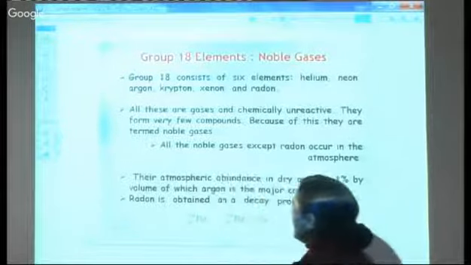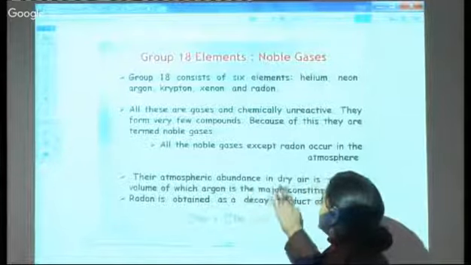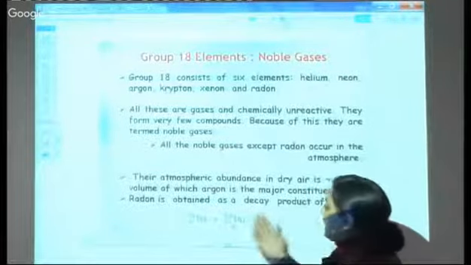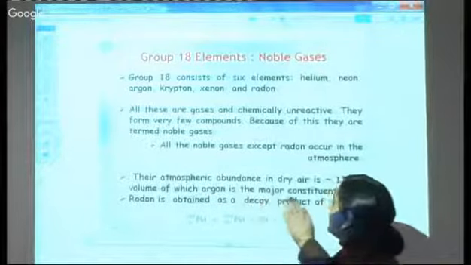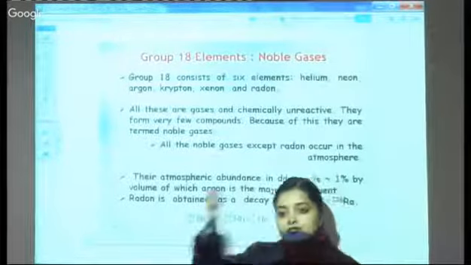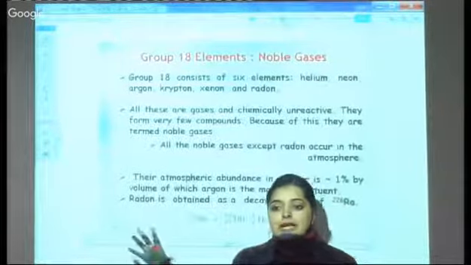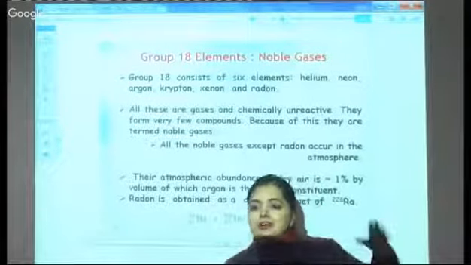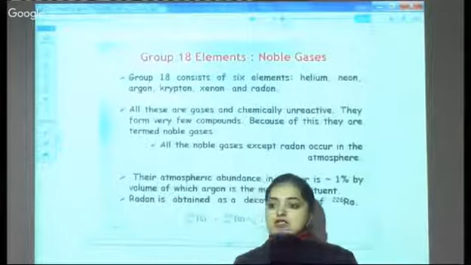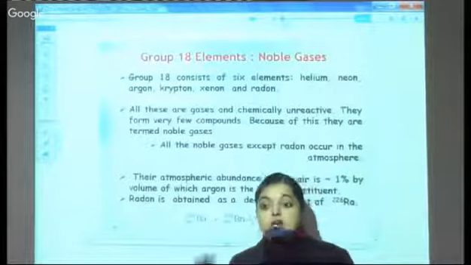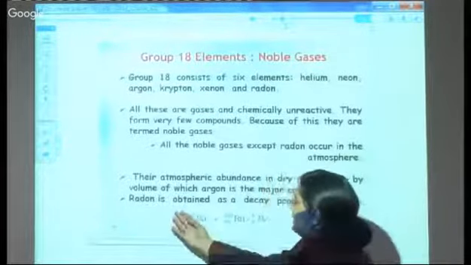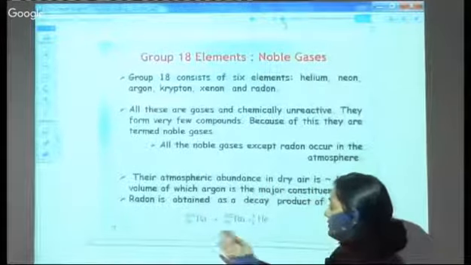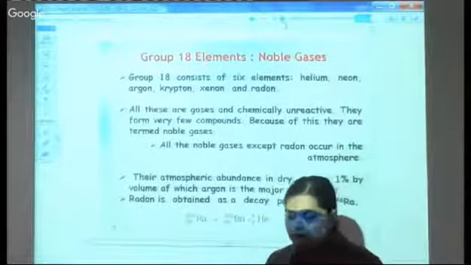Right? Now their atmospheric abundance in dry air is merely 1% by volume, of which argon is the major constituent. You must have seen the major constituents of the gases. The maximum is nitrogen, then oxygen, then argon, then carbon dioxide, and then the rest of the gases. So argon is the most abundant among the inert gases. Radon is obtained as a decay product of radium. Fine. So it's a radioactive element. Next slide, please.